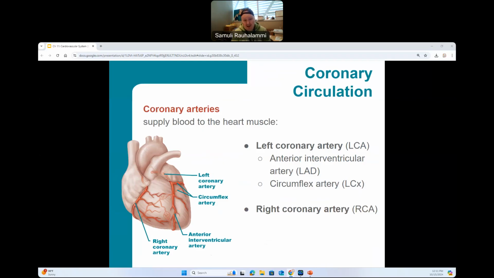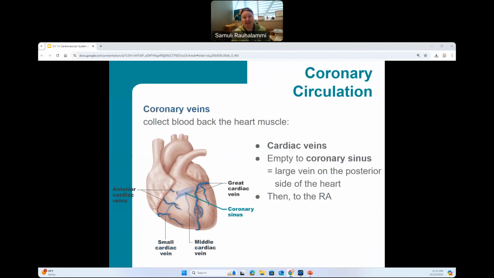And if we have arteries, we're also going to have veins. So coronary veins drain the myocardium of blood that has given off the oxygen and so on, and then collect it to the coronary sinus, which is this large vein on the posterior side of the heart. So notice this picture is showing the posterior side of the heart, the backside. And this then empties into the right atrium.